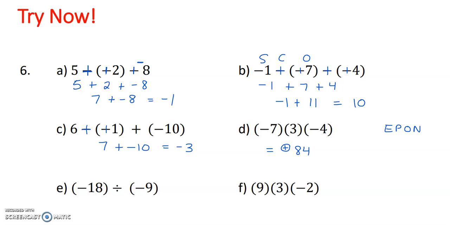For E, we're doing division, same signs, so the result will be positive, and 18 divided by 9 is 2. And for F, we have only one negative, so we're going to multiply, and again, you can multiply in any order. 9 times 3 is 27, and then 27 times -2 will give a -54 result.